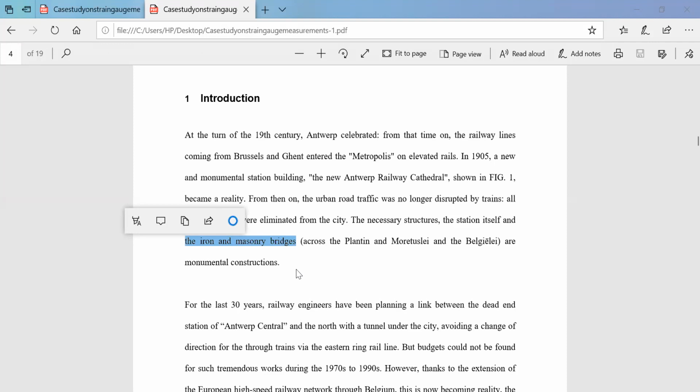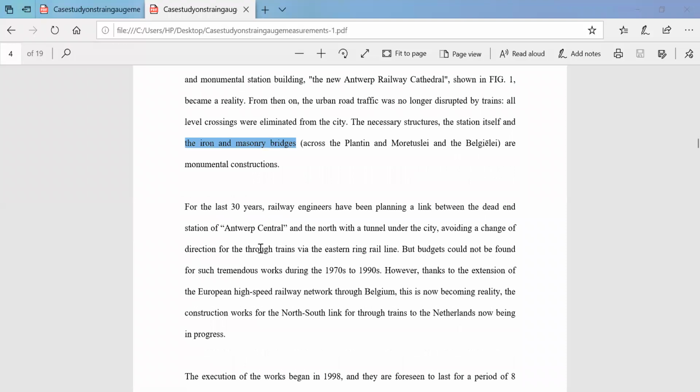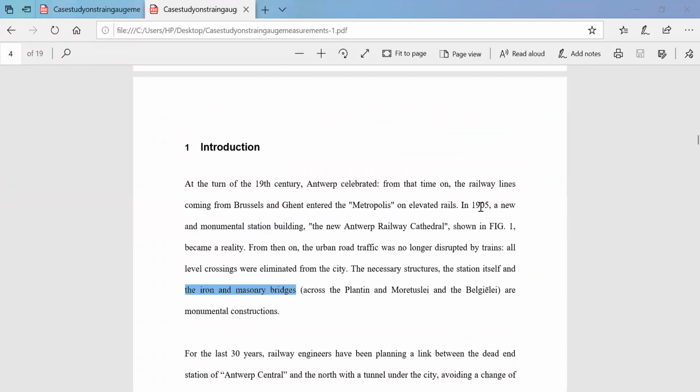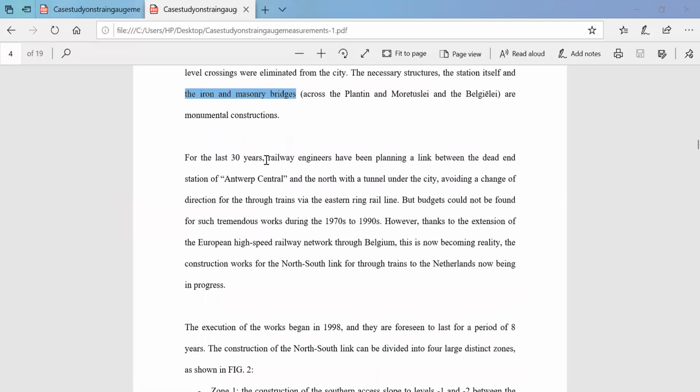So it is very essential to select the right material, and if it is not capable enough, we should at least try to mix it with some other material so we get the required rigidity, strength and weight bearing capacity. In our case they have used iron for the construction of the bridges, constructed in 1905. For the last 30 years the railway engineers have been planning a link between the dead end station and the north with a tunnel under the city.